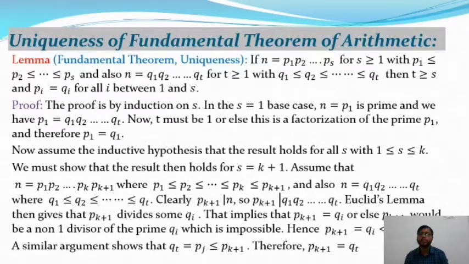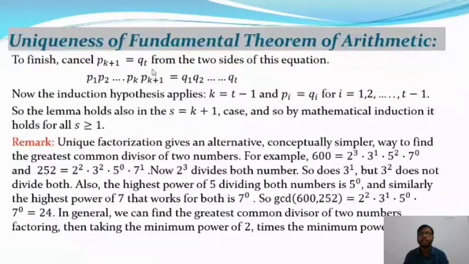And a similar argument shows that qt equals pj, and pj is less than or equal to pk+1. So therefore pk+1 equals qt. So cancel pk+1 and qt from the two sides of the above equation, and we get p1 p2 ... pk = q1 q2 ... q(t-1). And now the induction hypothesis applies, so k = t-1 and pi = qi, which is given for i = 1 up to t-1. So the lemma holds also in the s = k+1 case. So by mathematical induction, it holds for all s ≥ 1. And this is the proof of the uniqueness of the fundamental theorem of arithmetic.